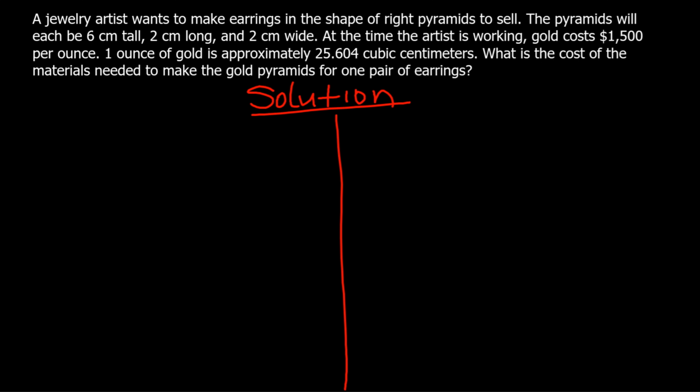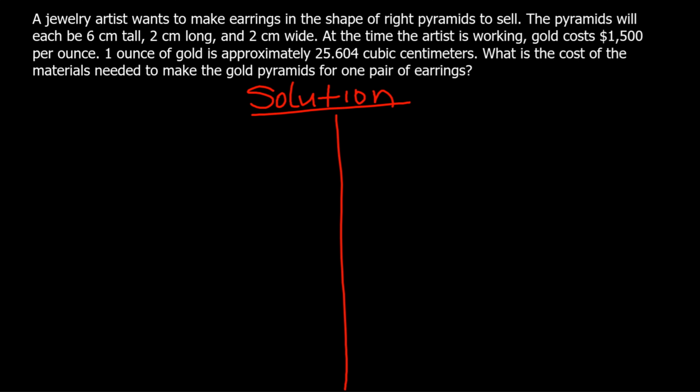At the time the artist is working, gold costs $1,500 per ounce. 1 ounce of gold is approximately 25.604 cubic centimeters. What is the cost of the materials needed to make the gold pyramid for one pair of earrings? That is a very interesting question.